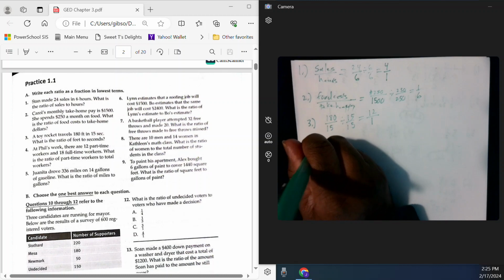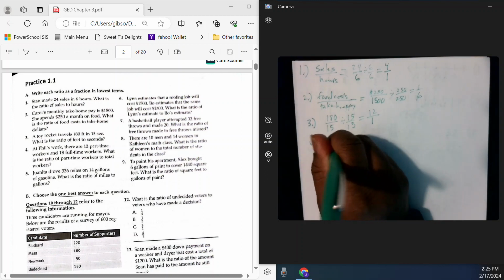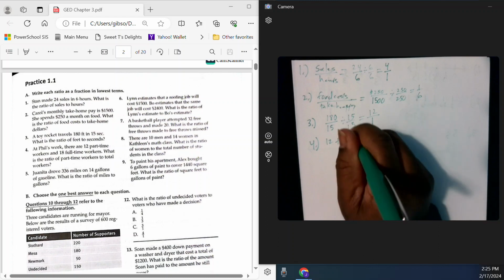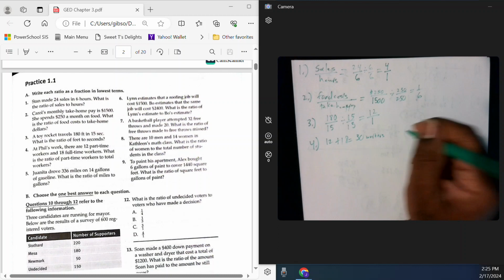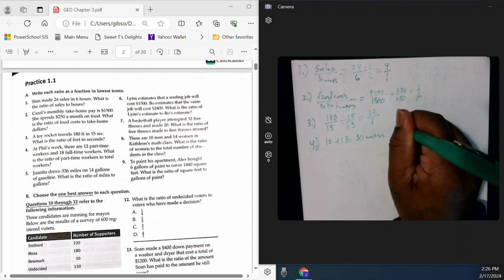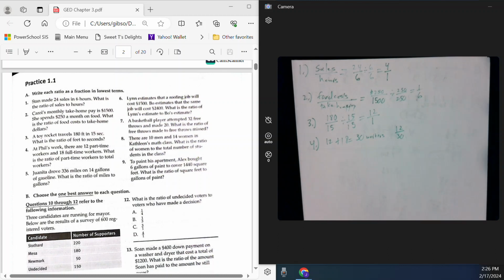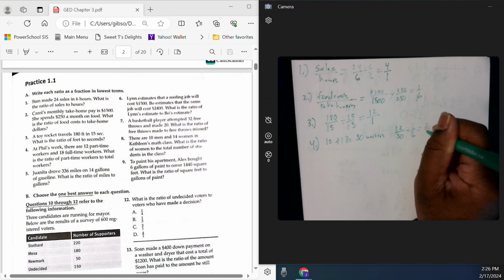Okay, now number 4. It says at Fields Work, there are 12 part-time workers and 18 full-time workers. What is the ratio of part-time workers to total workers? So first of all, let's find out how many total workers it is. It's 12 part-time and 18 full-time, which will give us 30 workers. That is the total. Now we could do our ratio. We want the ratio of part-time workers, which is 12, divided by total workers, which is 30. 12 and 30 both have 6 in common, so that would give us 2/5.